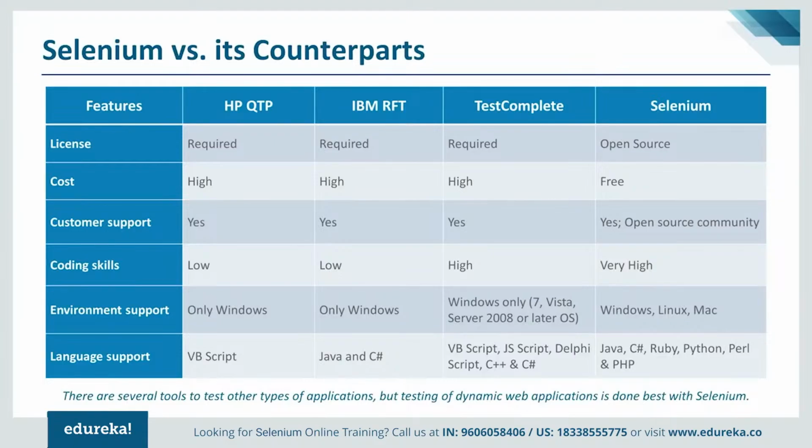So QTP, RFT, and Test Complete are also automated testing tools and are among the very best based on industry standards. QTP stands for Quick Test Professional and RFT stands for Rational Functional Tester. I've gone ahead and put them all into a table so that it's easy for us to compare. Now the first feature we're looking at is license. QTP requires you to be licensed by HP, similarly RFT by IBM and Test Complete by SmartBear Software.